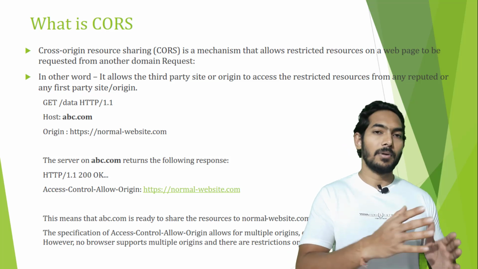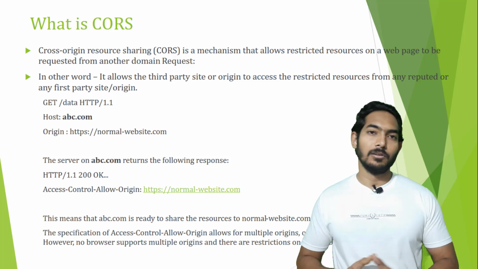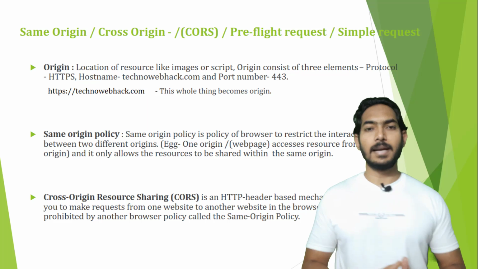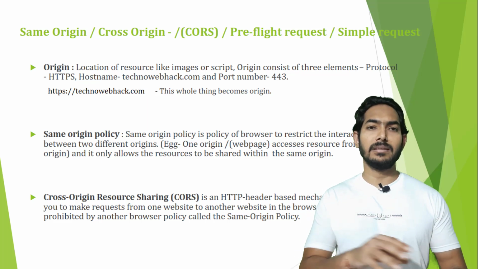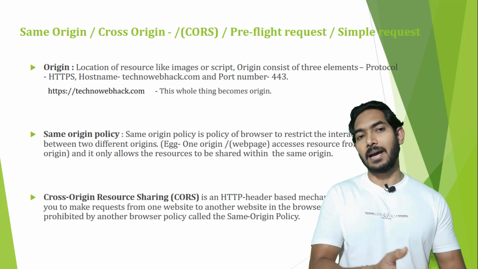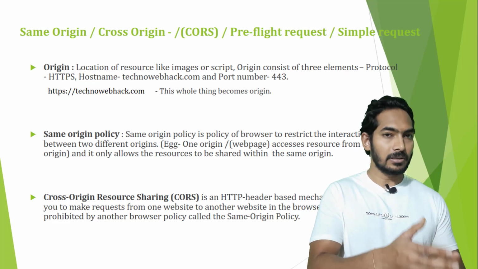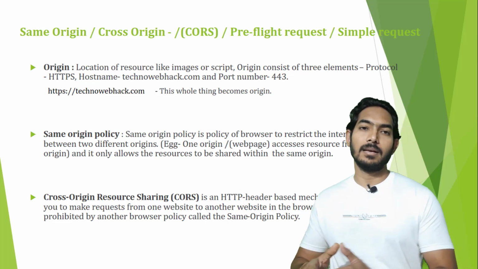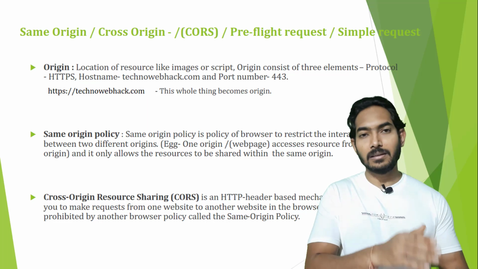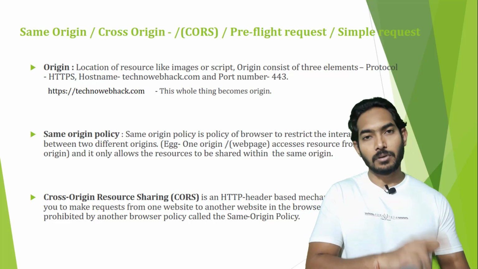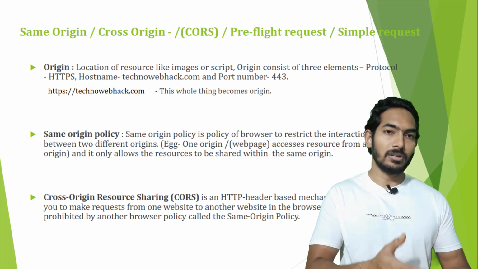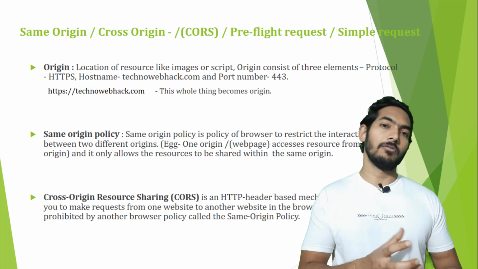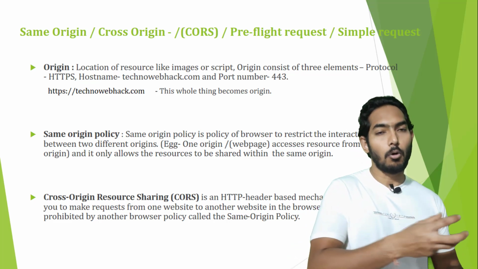So usually a browser doesn't allow it to be accessed, and this is what is called the same origin policy. So let's first understand what an origin is here. An origin is nothing but your website, or any site which contains or is having images or scripts loaded over there. It contains three entities: the first one is the protocol, the second is the host name, and the third one is the port. When you combine all these things, it becomes a site, a website. So this is nothing but an origin.